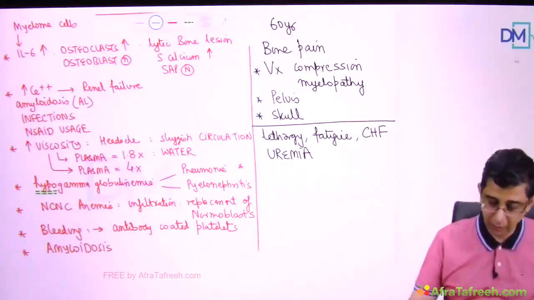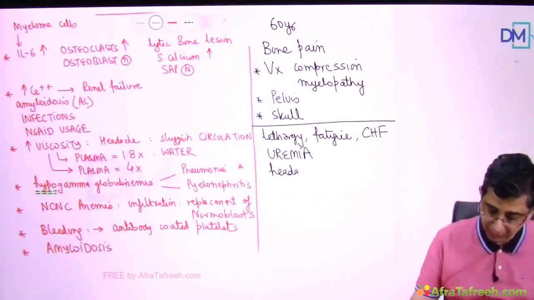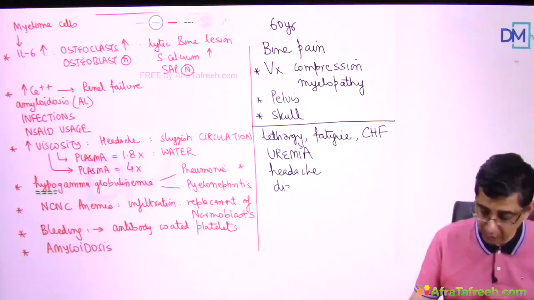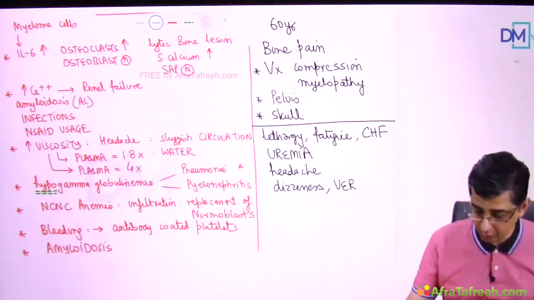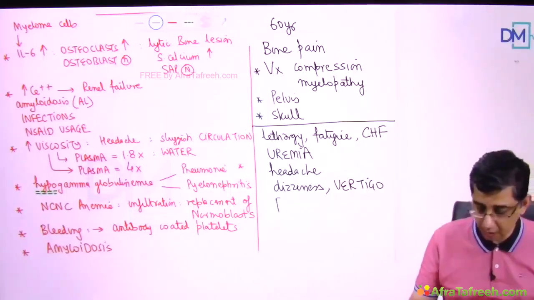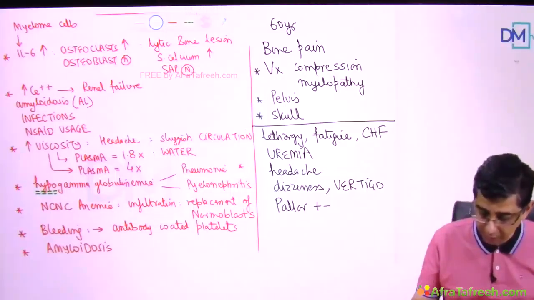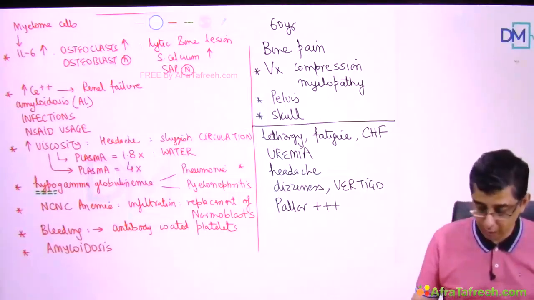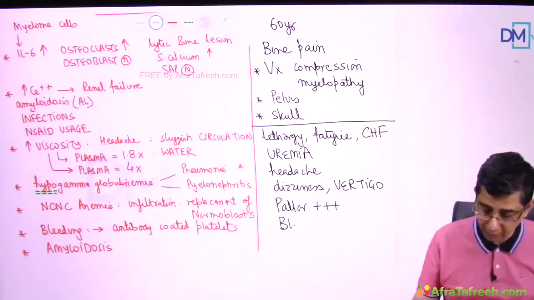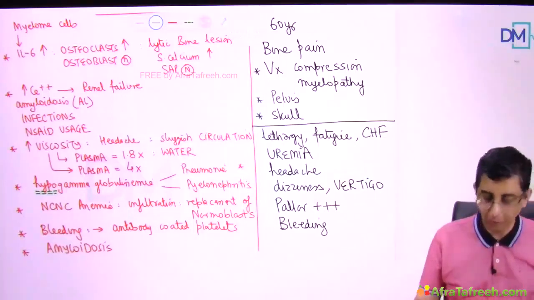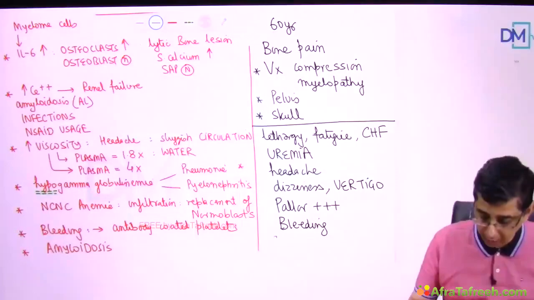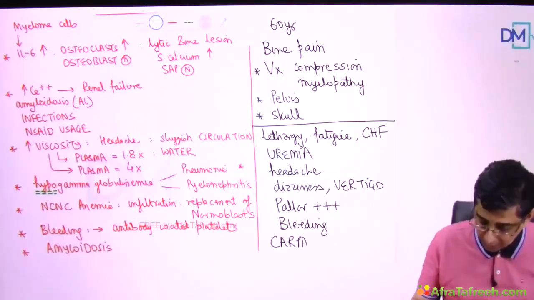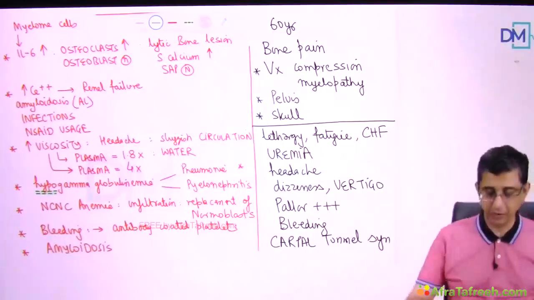The hyperviscosity of this patient will explain the headache, the dizziness, and the vertigo of the patient. The inner ear circulation is also sluggish, so neurological symptoms would also be present. His pallor is going to keep increasing on a progressive basis. There could be bleeding manifestations in the form of epistaxis. There could be melena in the patient. There could even be hematochezia. Then pain in the hand will occur due to amyloidosis, that is carpal tunnel syndrome, which would be pretty debilitating for the patient.